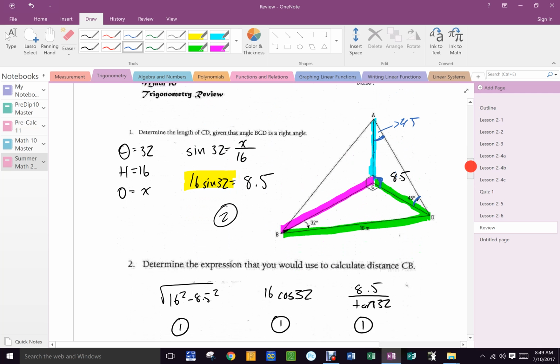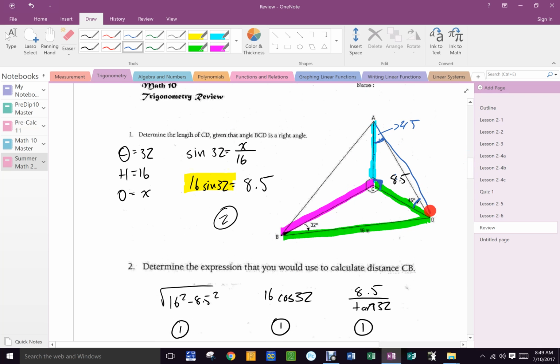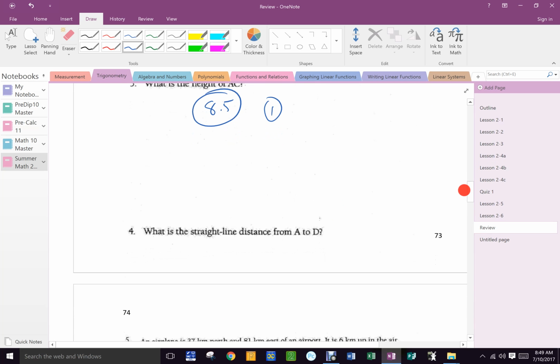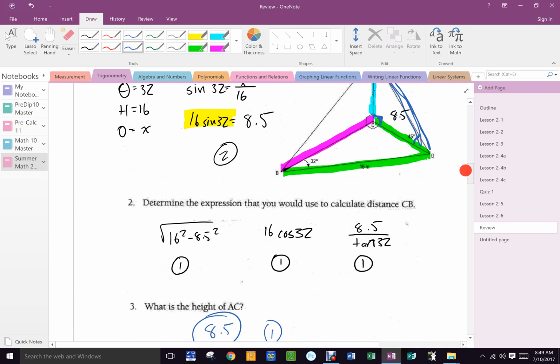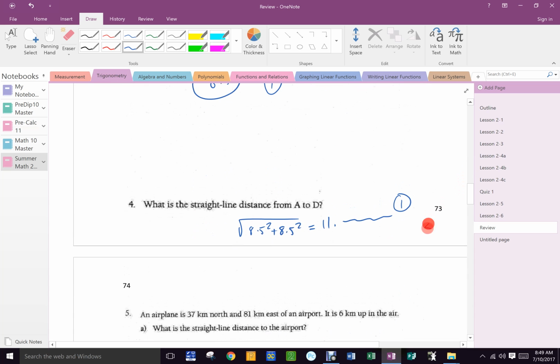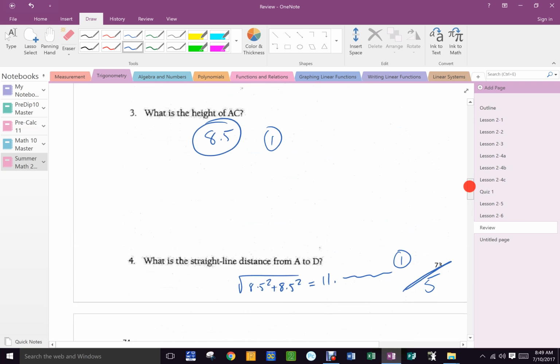And the straight line distance from A to D, right here. If that's 8.5 and that's 8.5, then all you got to do is the square root of 8.5 squared plus 8.5 squared. And that's going to be, I don't know, 13? 12 point what? 12 exactly? It's 11 point something, yeah? So whatever. 11 point blah blah. So that page is worth 5 marks. Give yourself a mark out of 5, because those were easy ones.